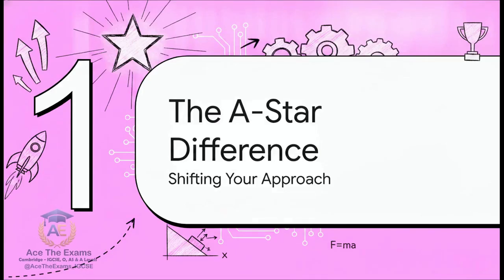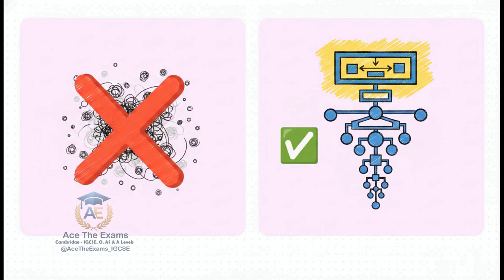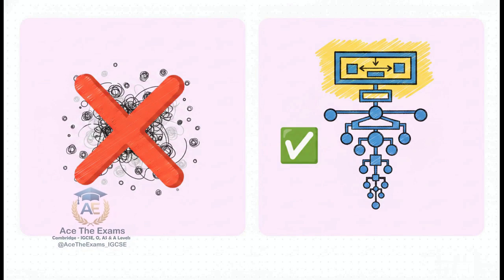Starting with section 1, the A-star difference, and shifting your academic approach. Okay, so a super common trope students fall into is what we call superficial breadth. They basically try to brain dump every single formula they've ever memorized onto the exam paper, just praying that something sticks. But look at the stark contrast here.